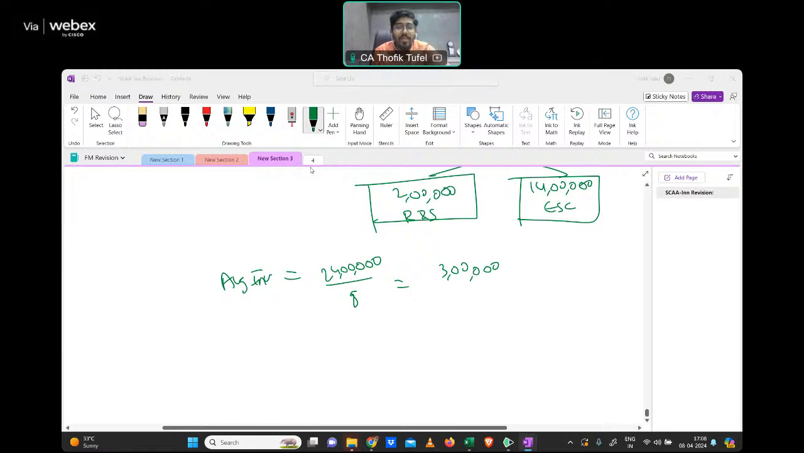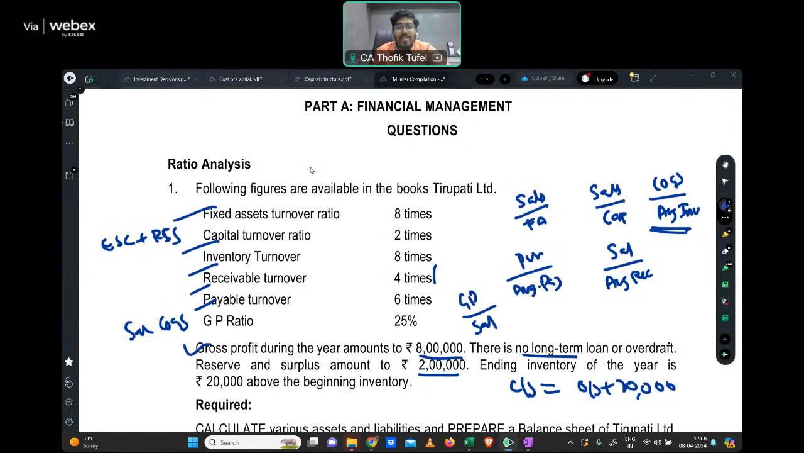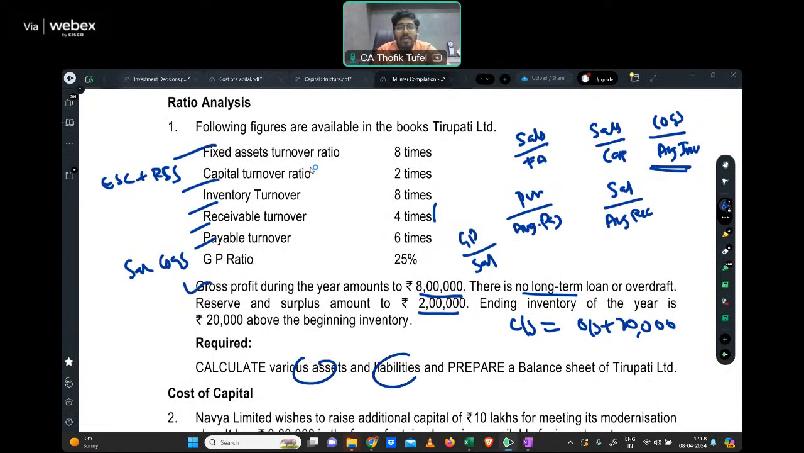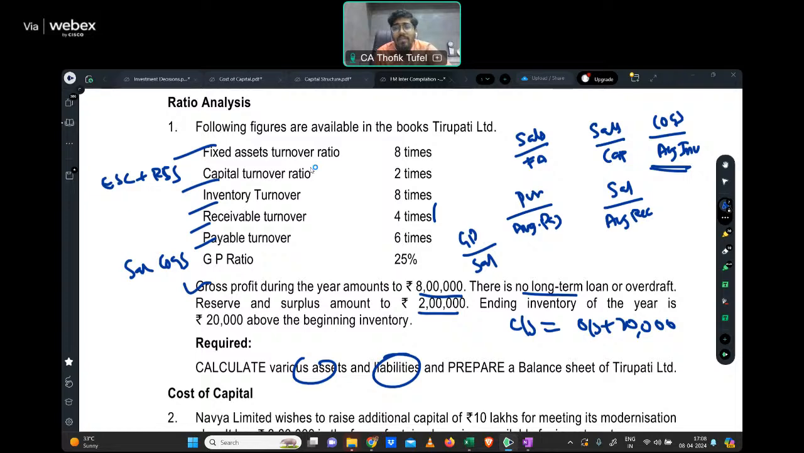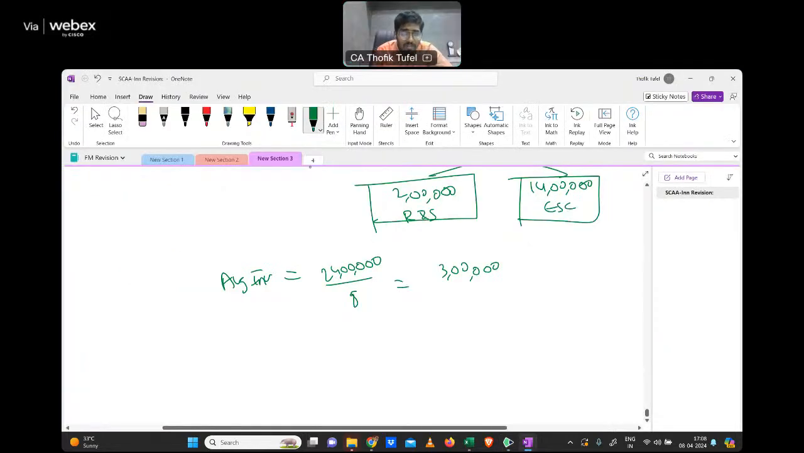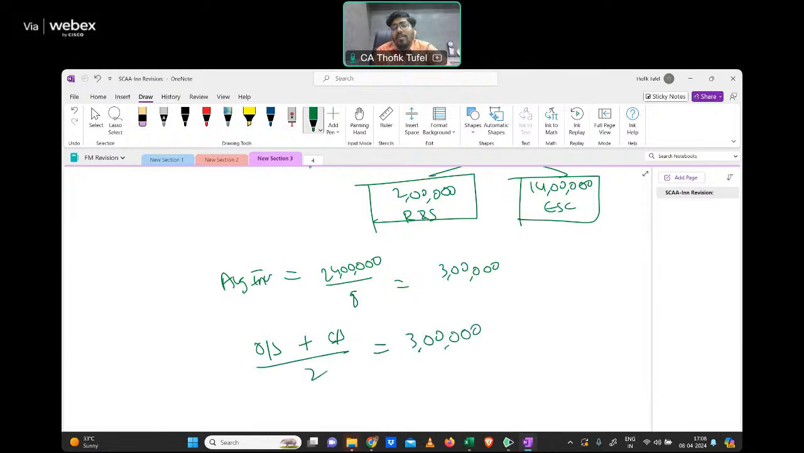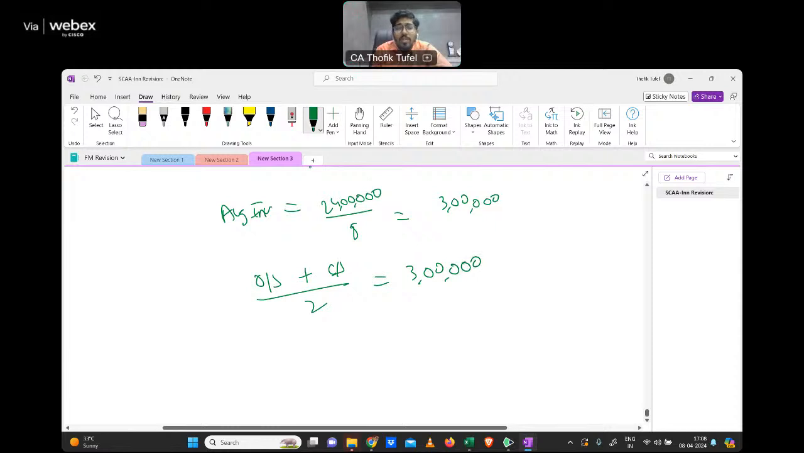But I need closing inventory, because I want to find out my assets and liabilities. For assets, I need closing inventory. So this is my average inventory. You know that closing inventory is equal to opening inventory plus 20,000. So opening stock plus closing stock divided by 2 is equal to 3 lakhs, which means opening stock plus closing stock is equal to 6 lakh rupees.